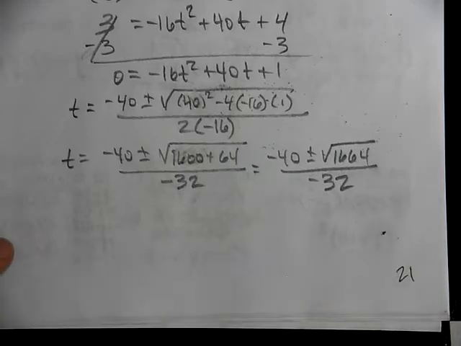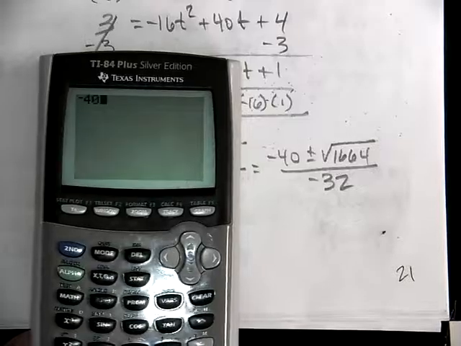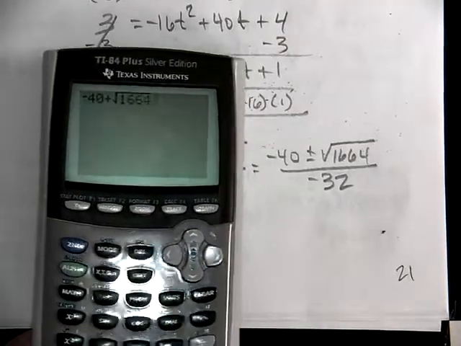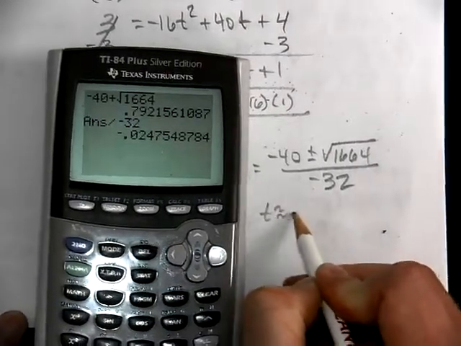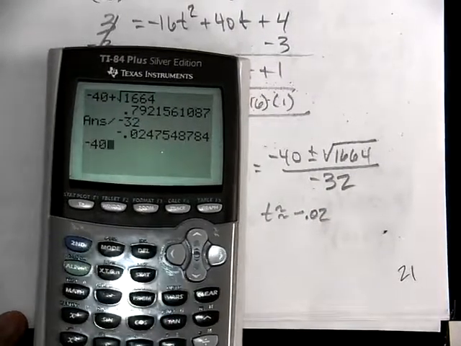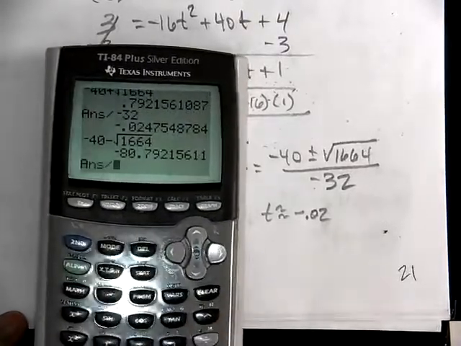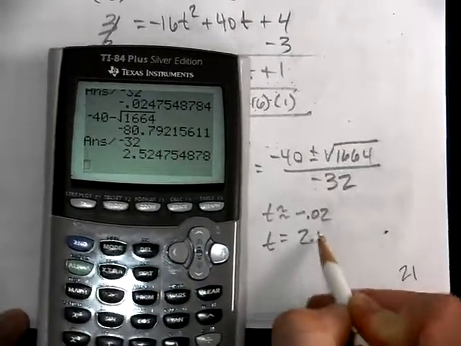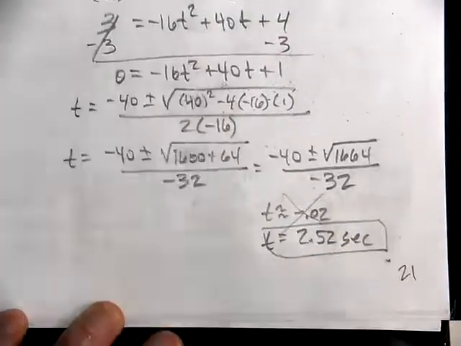So that's pretty much as far as we can go by hand. So if we take our calculator, we can do negative 40 plus the square root of 1664 divided by negative 32. And we get a t value to be negative 0.02. And if we do it the other way, minus the square root of 1664 divided by negative 32, we get a positive time. And that's what we want. Positive seconds. We do not want negative seconds.